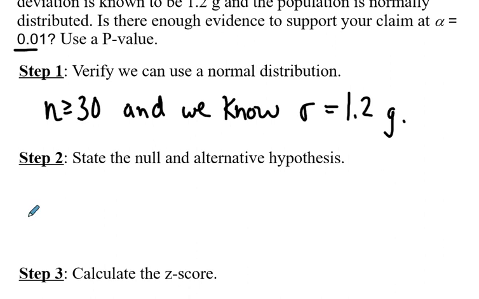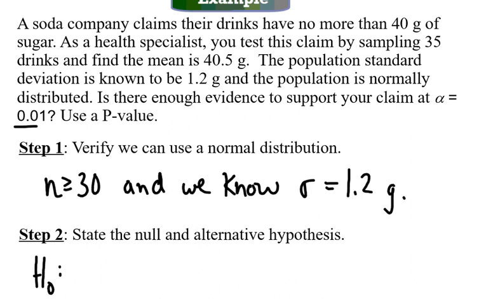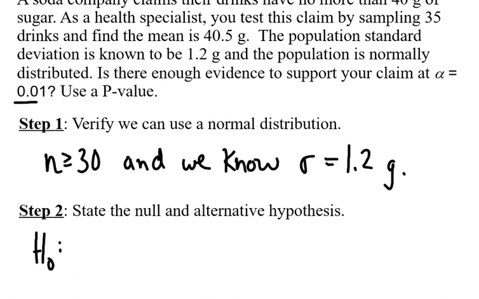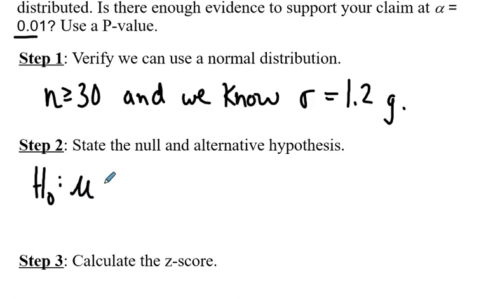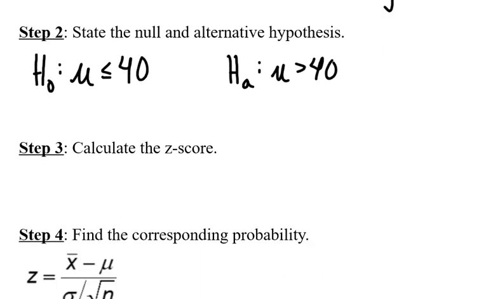Step number 2, state the null and the alternative. The null was the actual claim by the company that their drinks have no more than 40 grams of sugar. So the mean is less than or equal to 40. The alternative then is going to be that the mean is bigger than 40. Calculate our z-score. That should be right up here.